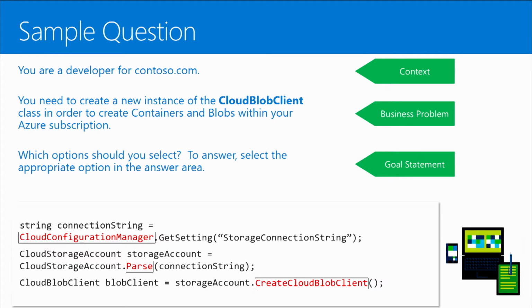So we use the CloudConfigurationManager.GetSetting static method on that class to get the connection string from our cloud service configuration. Then we're going to use the Parse method of CloudStorageAccount. Again, that's a static method to use our connection string to get a CloudStorageAccount instance. And then once we have the CloudStorageAccount instance, we can call the CreateCloudBlobClient method to create our CloudBlobClient. So just knowing the SDK would be useful.